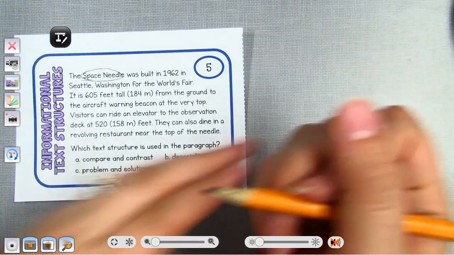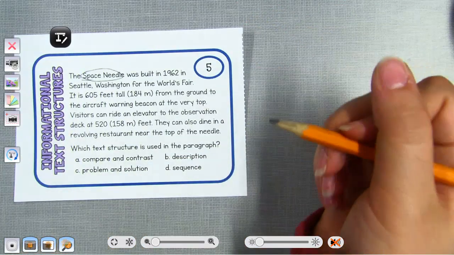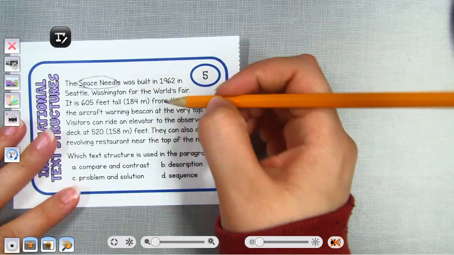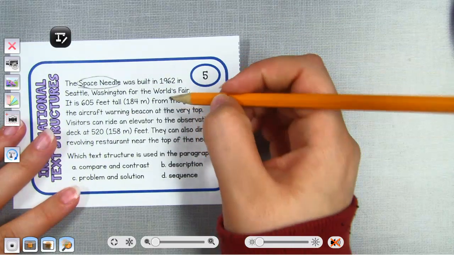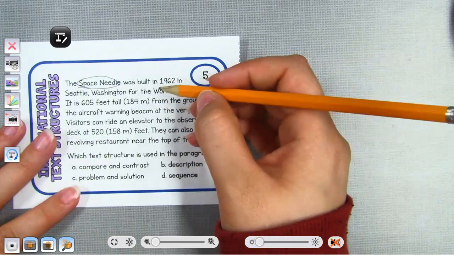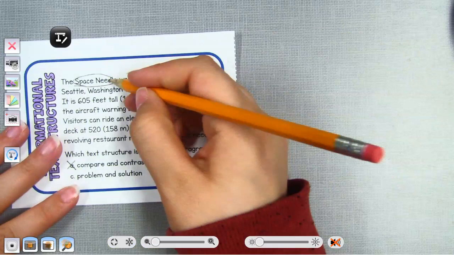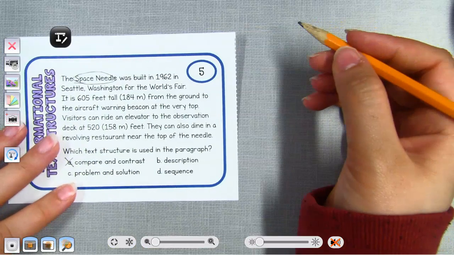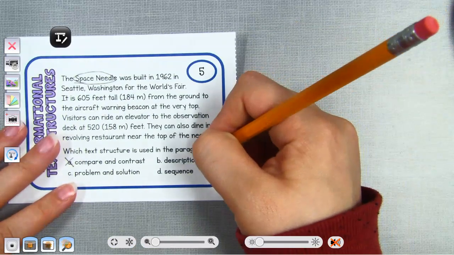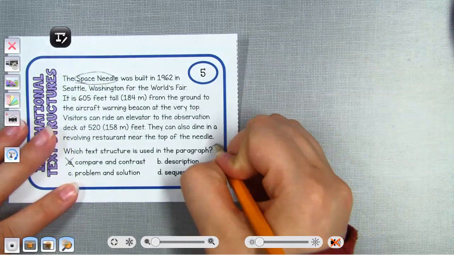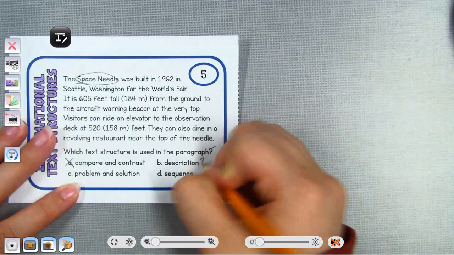So I'm going to walk through each answer choice. A, compare and contrast. Is it comparing two or more things? Is it telling me how two things are similar and different? No. It's only talking about the Space Needle. B, description. Does it provide details or characteristics about a topic? It could be. It's talking about the Space Needle.